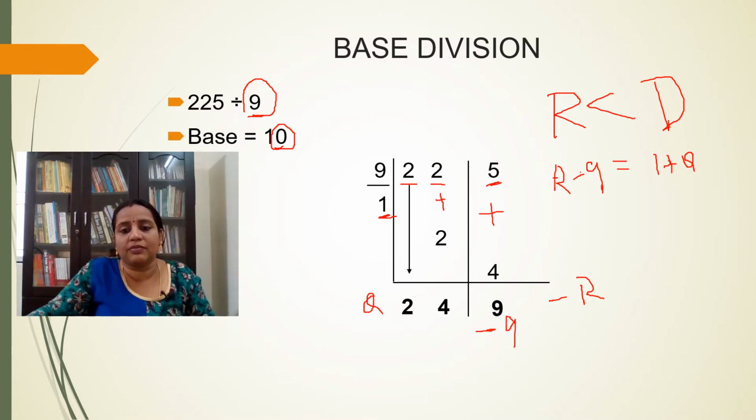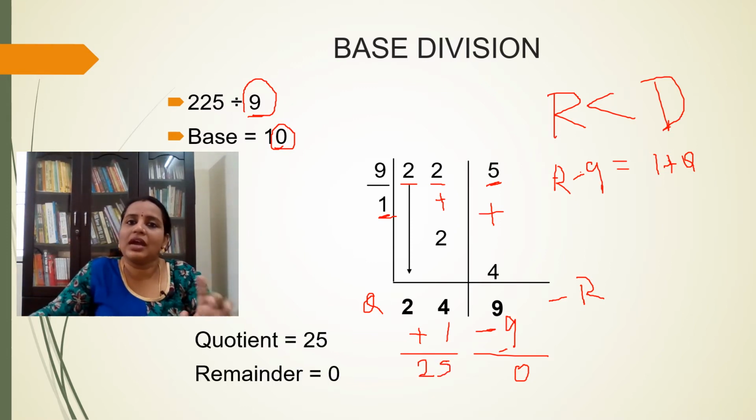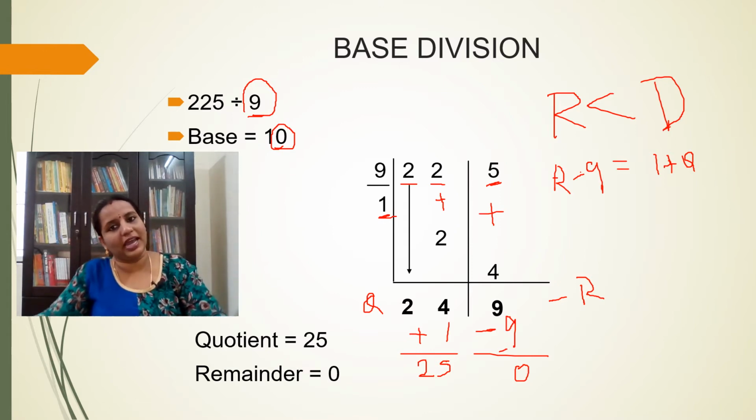I'm subtracting the remainder by 9, so 9 minus 9 will be 0. I have subtracted by the divisor one time, so I'm adding that one to my quotient so that my quotient becomes 25. So my quotient is 25 and my remainder is 0 for this problem. 225 divided by 9 is 25 and remainder is 0.